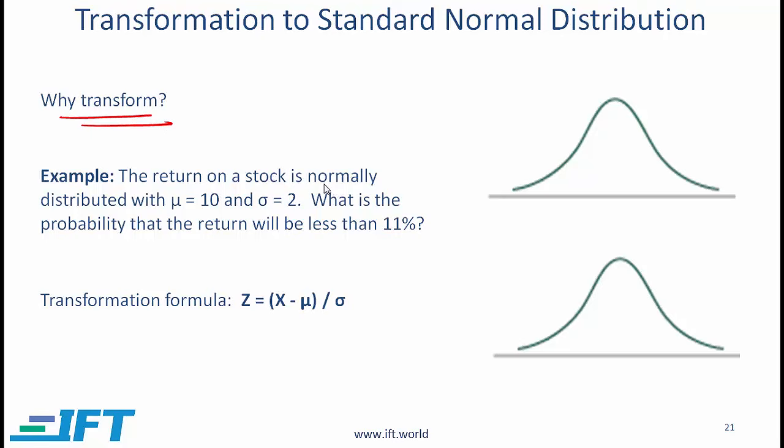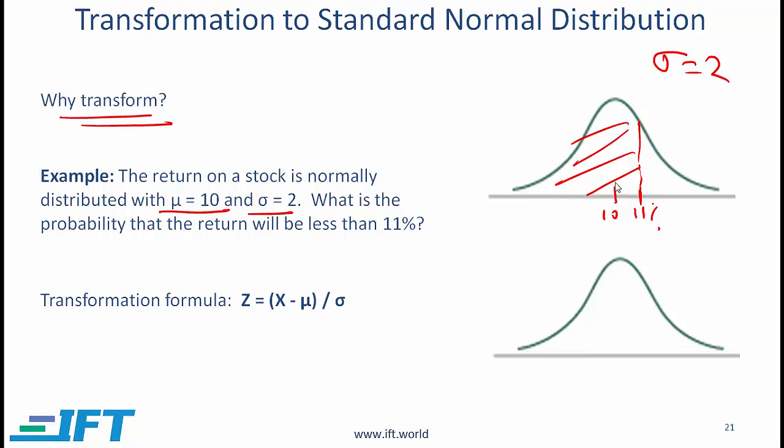Next, we talk about transforming a normal distribution to a standard normal distribution, and you might wonder why this transformation needs to take place. Let us understand this through an example. Say the return on a stock is normally distributed with a mean of 10 and a standard deviation of 2. What is the probability that the return will be less than 11%? So this is your 11% mark, and we need to find the probability that the return will be less than 11%.